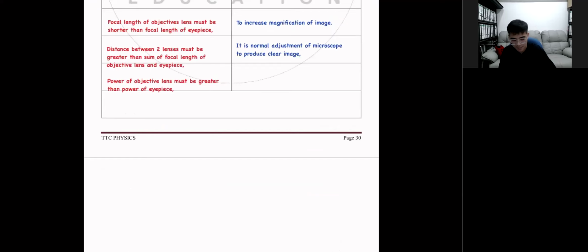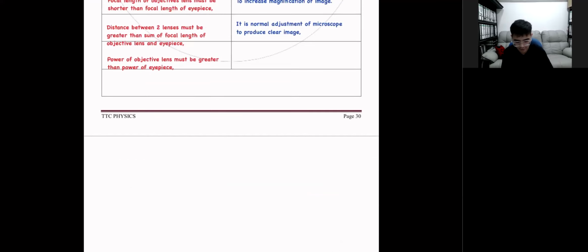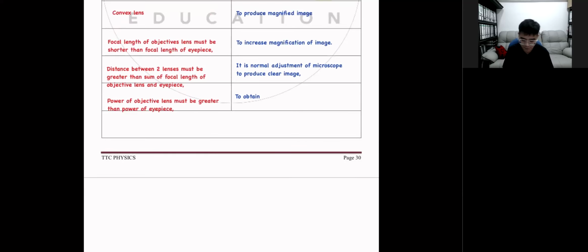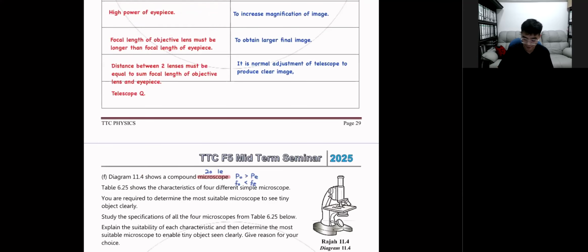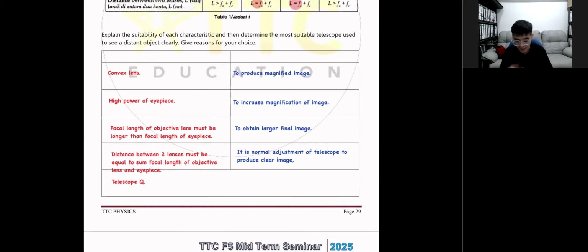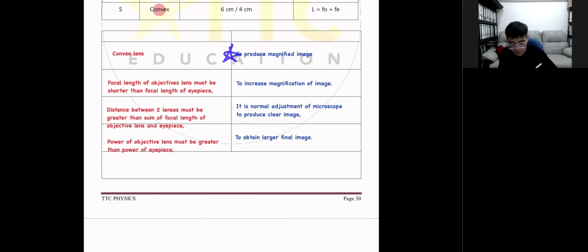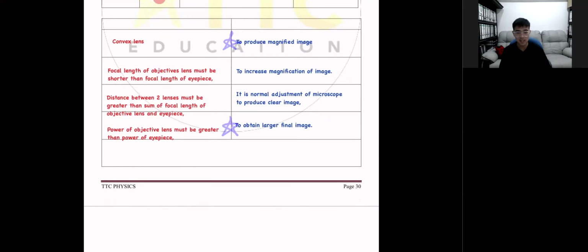Okay, now why must it be higher? It must be higher power because, just now I said, in order to produce a larger image, right? But like I said, you already wrote to produce a large image. So over here, you can write another way. So, to obtain a larger final image. So it's also the same one. Just like how I wrote the answer just now, to obtain a larger final image. It's actually the same as the first one, to produce a magnified image, to obtain a larger final image. But I'm just using different words to explain the same thing. Okay, that is what your teacher expects to see. Don't write 2 exactly the same explanations.